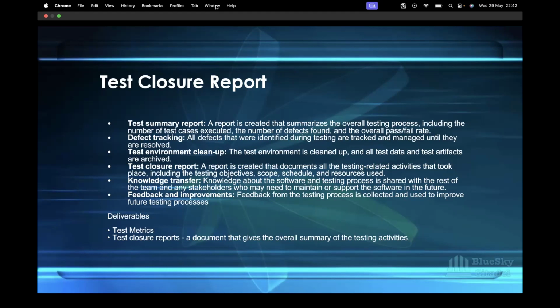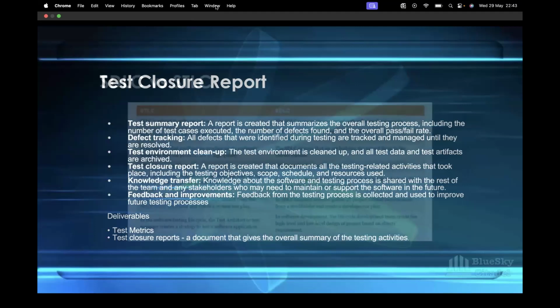So you have the test metrics, which are quantitative measurements used to assess various aspects of the software testing process and outcomes. Essentially, they provide valuable insight into the effectiveness, efficiency, and quality of testing activities, helping teams identify areas for improvement and ensuring the quality of the software products. That's what the test metrics do. Next slide, please. I think that should be it.